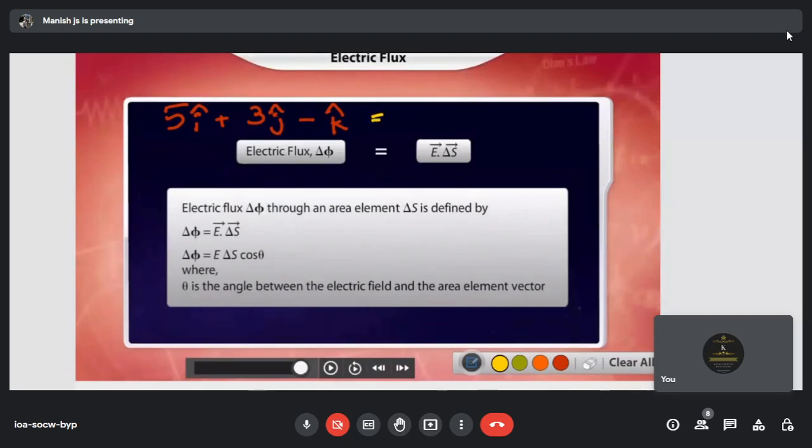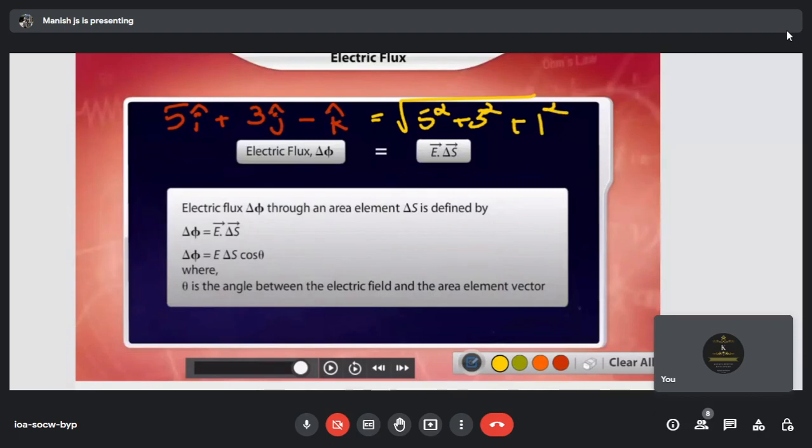Root of 5 square plus 3 square plus 1 square. Correct. 5 square plus 3 square plus 1 square. So we are only taking basically the coefficients of all the unit normal vectors. The i coefficient is 5, so 5 square.